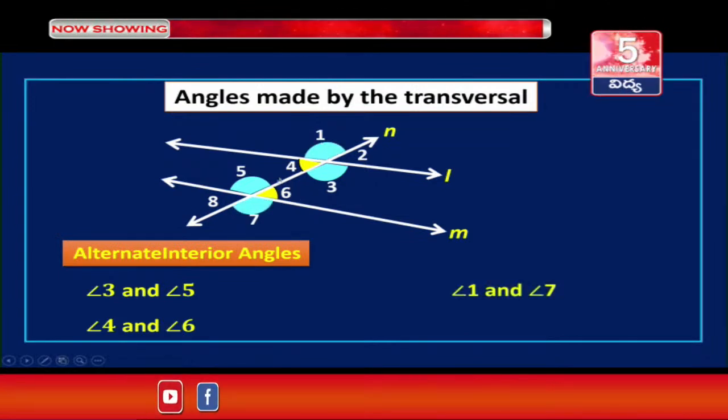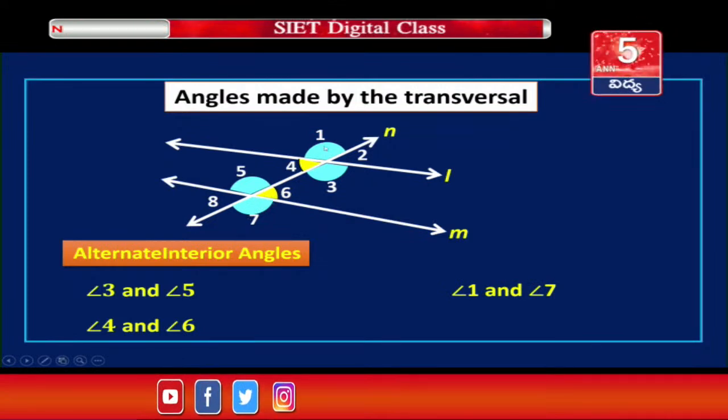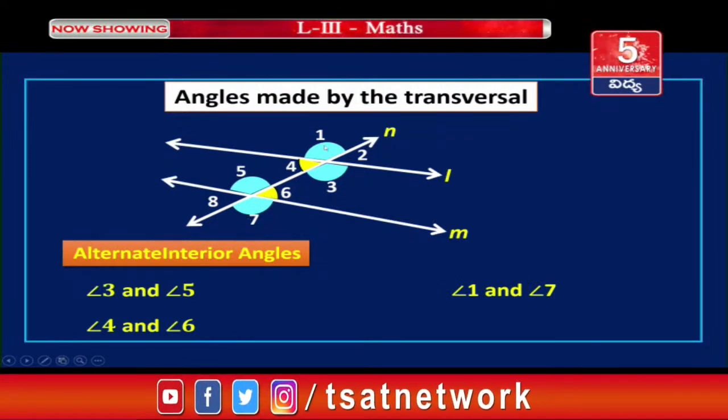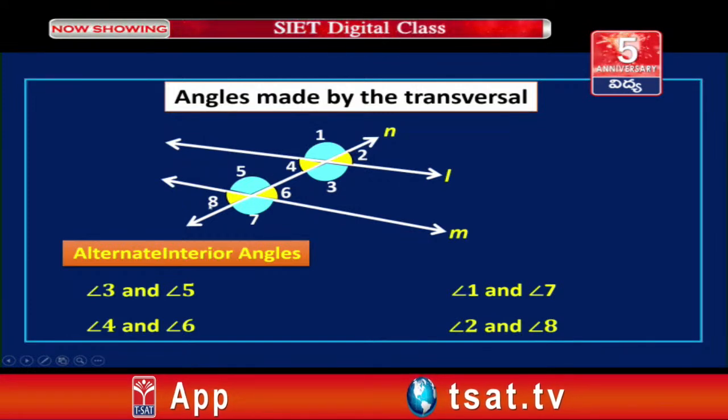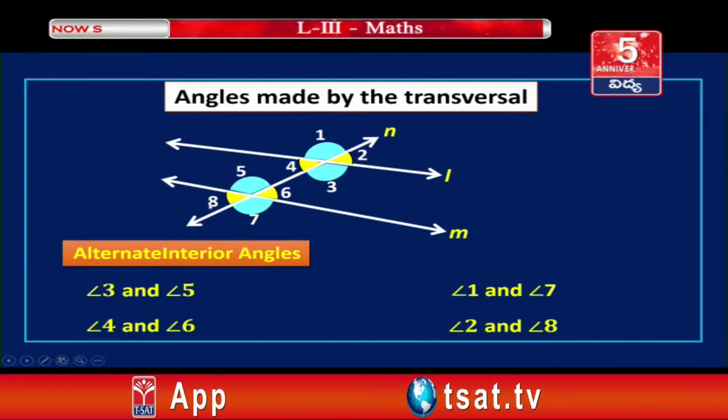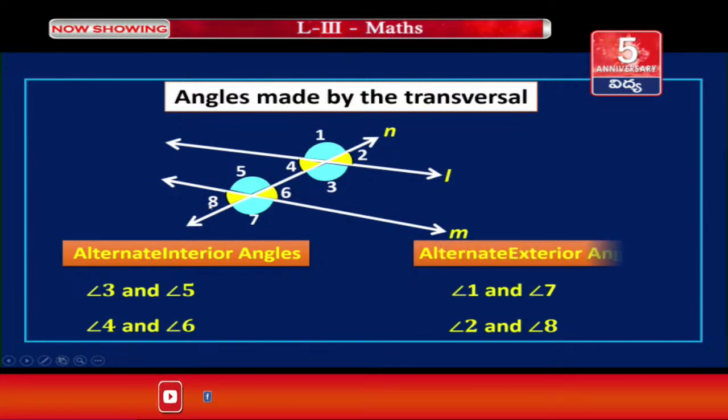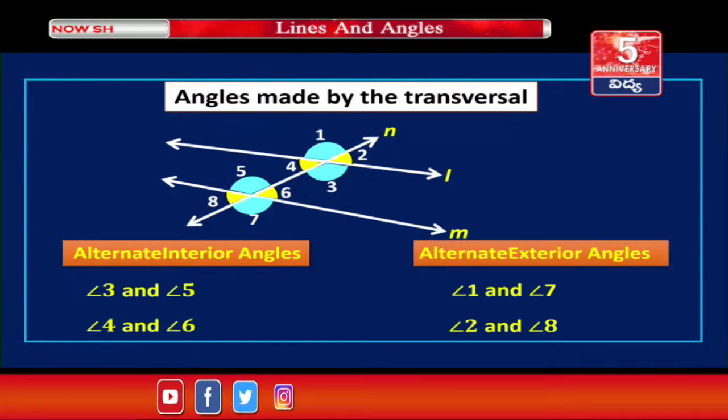Angle 1, angle 7. Angle 1 is left side exterior, angle 7 is right side exterior. Angle 2, angle 8. Angle 2 is right side exterior, angle 8 is left side exterior. These angles are called alternate exterior angles.